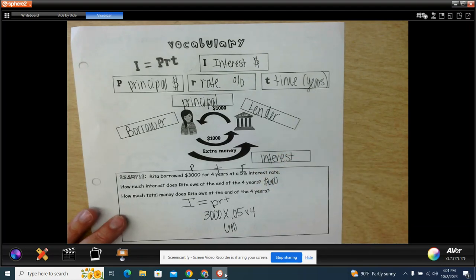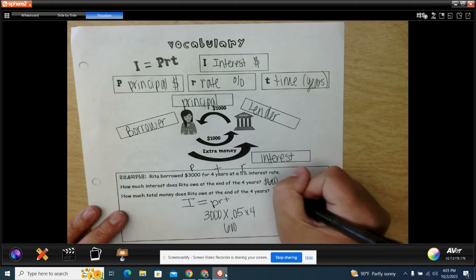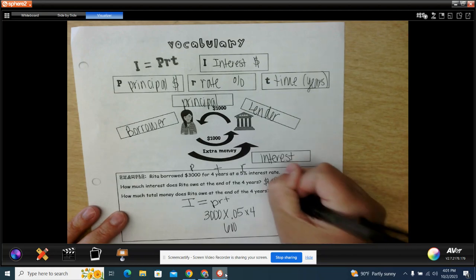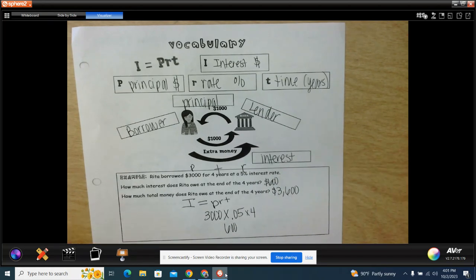Then it asks how much total money Rita owes at the end of 4 years. So we add our interest plus our principal, and that's how much she owes at the end: $3,600.